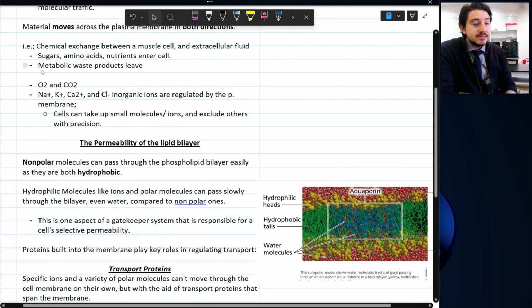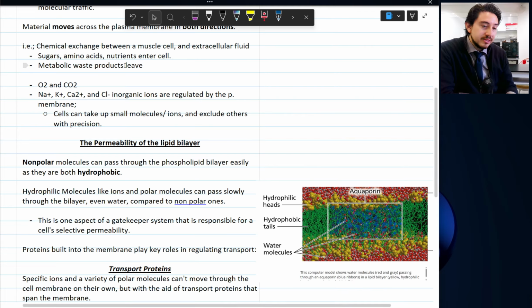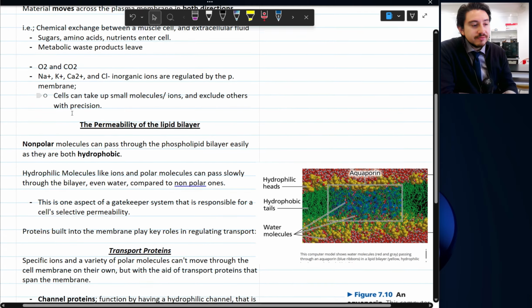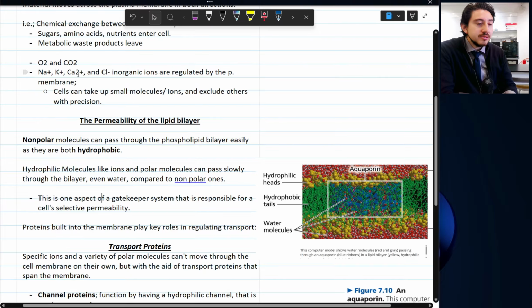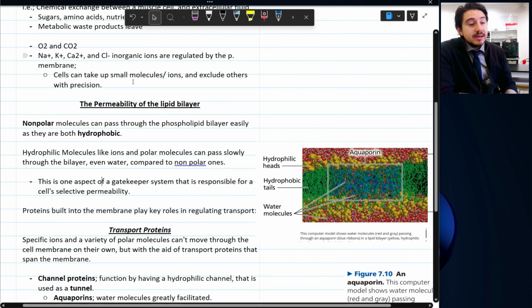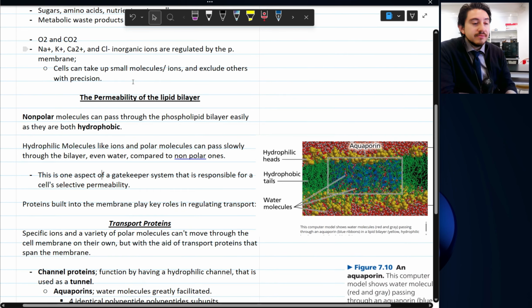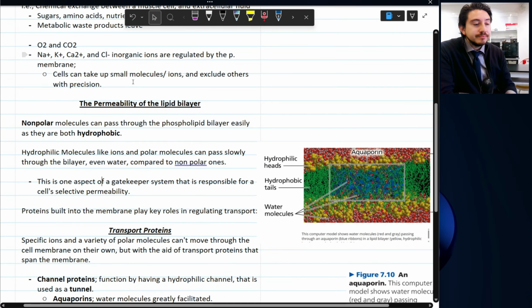You have ions, right, that need to be regulated quickly in the phospholipid bilayer. So there's a constant need of material coming in and out incredibly efficiently, effectively, quickly, right? And it's done because of the permeability, the selective permeability of the cell membrane. Okay.